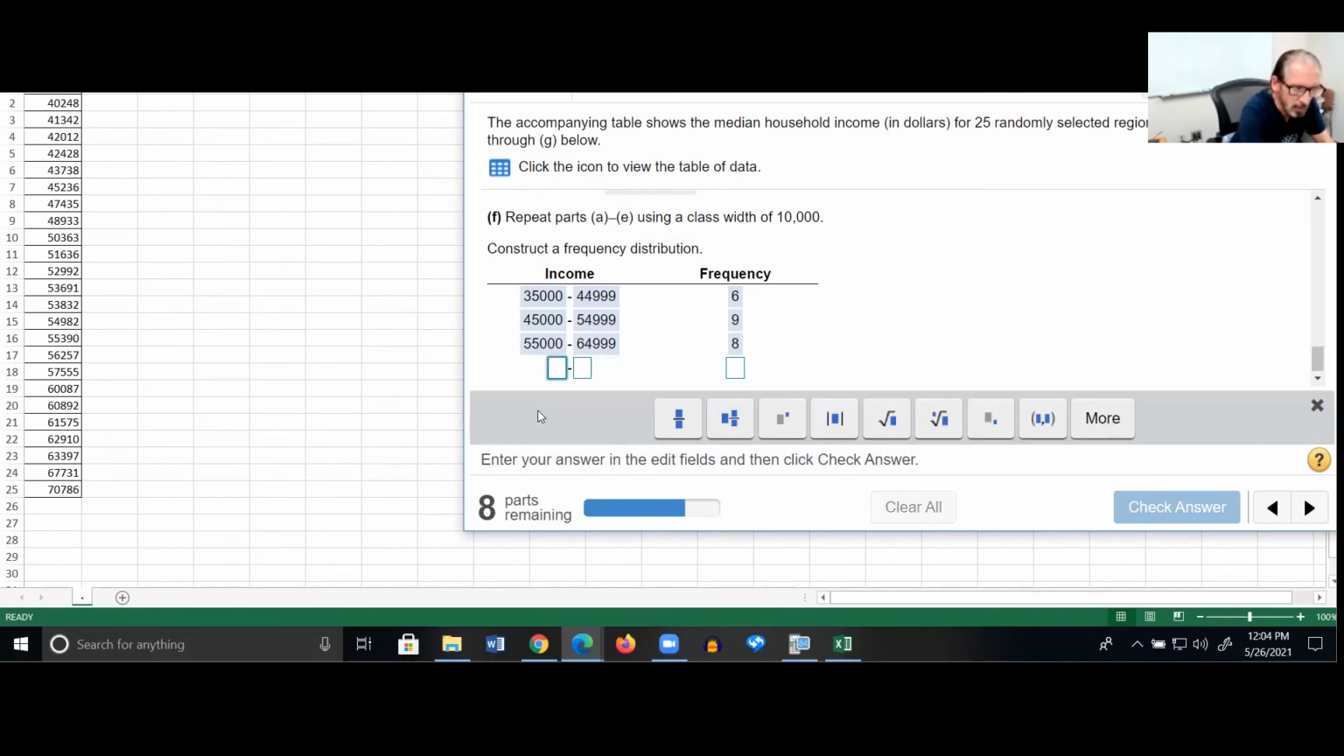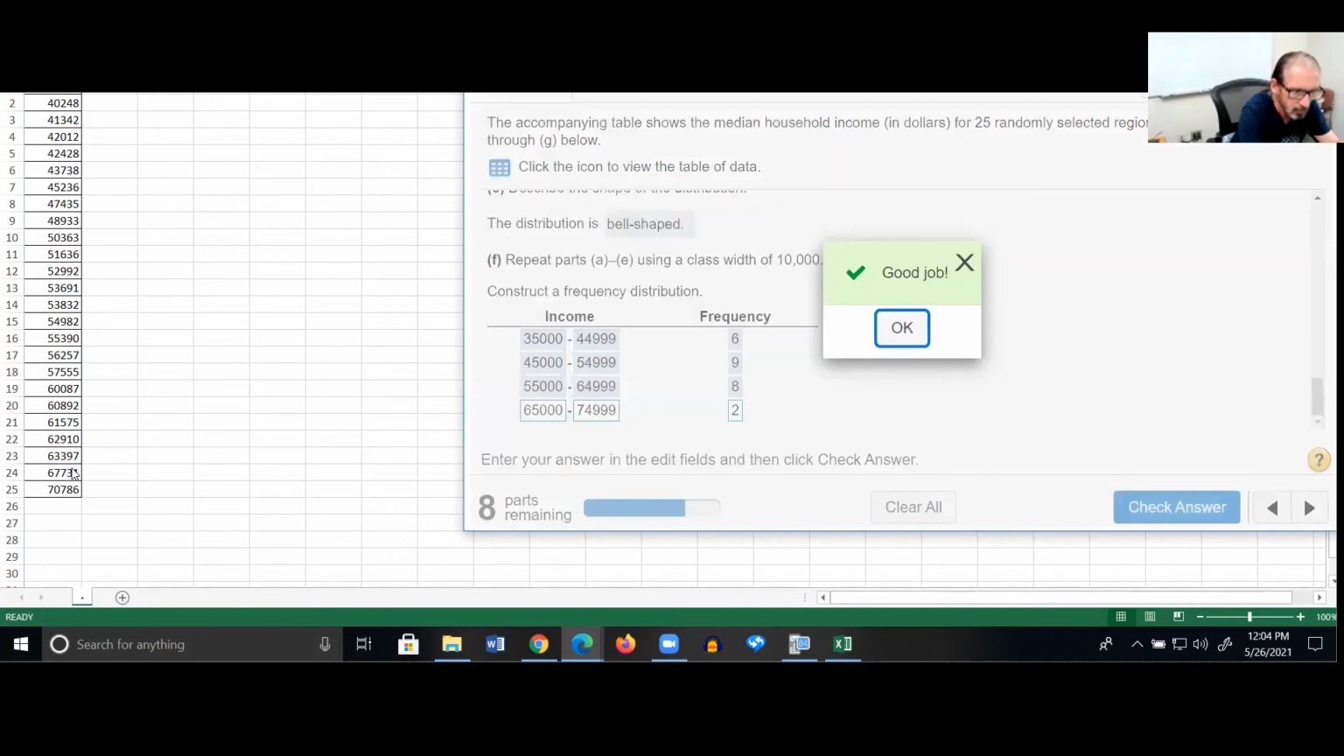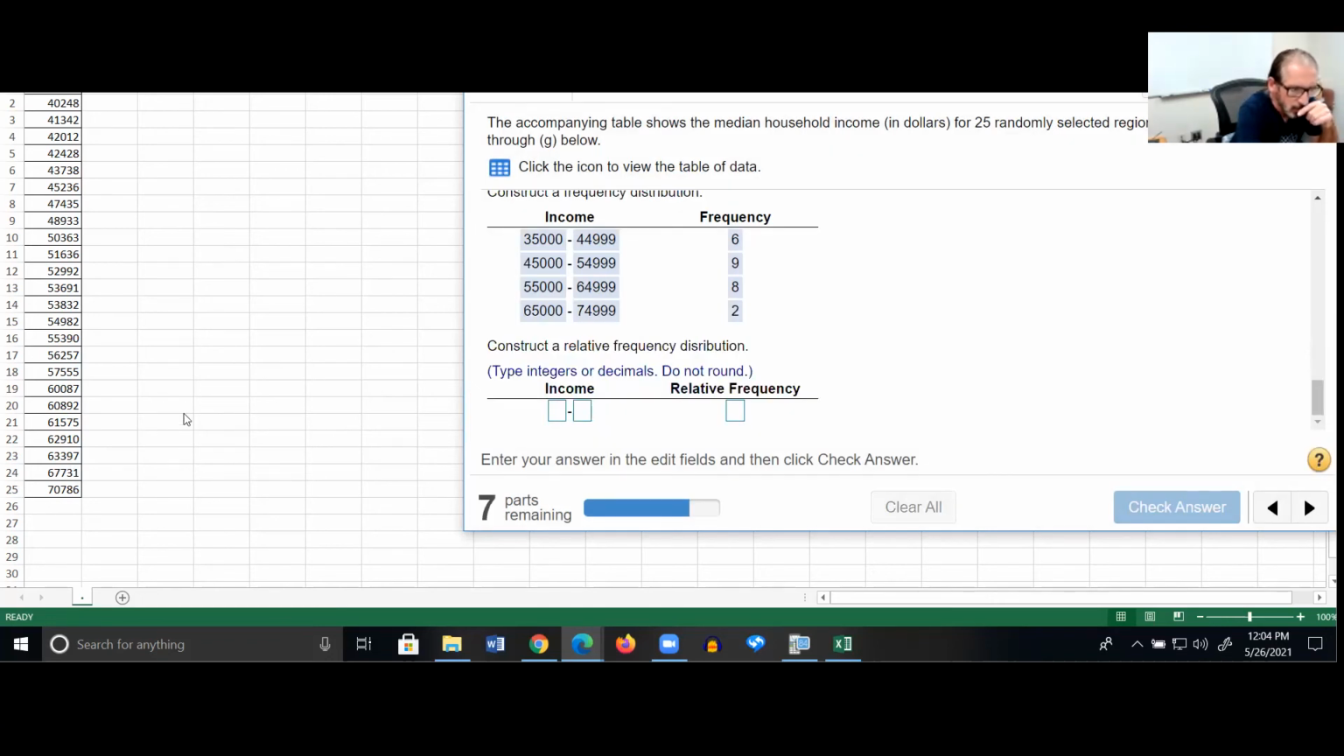And then 65,000 to 74,999. That's going to give us the last two, it looks like, for a total of 25. Now, I don't like that there are only four classes here, but I didn't get to choose in this multiple choice question. Same as before, dividing by 25.